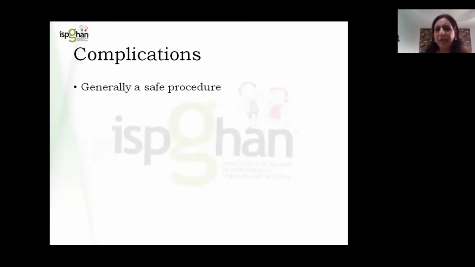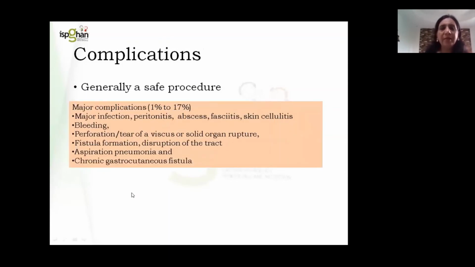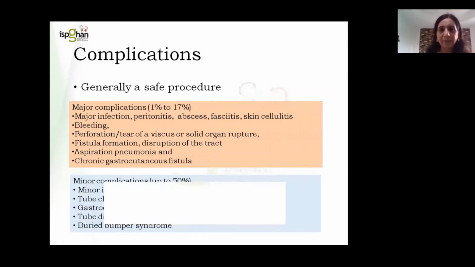Complications are usually rare, and it's generally a safe procedure if done by a person who is doing it routinely. But still, major complications have been reported in 1 to 17% of the patients in various studies, which includes major infection, peritonitis, local abscess or fasciitis, sometimes bleeding or perforation or tear of a viscus. Sometimes there can be a fistula formation, aspiration pneumonia, or chronic gastrocutaneous fistula.